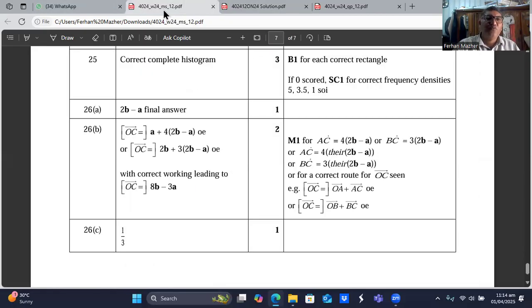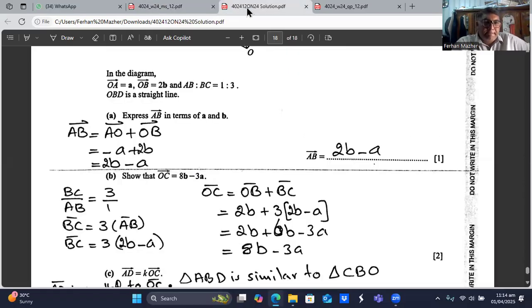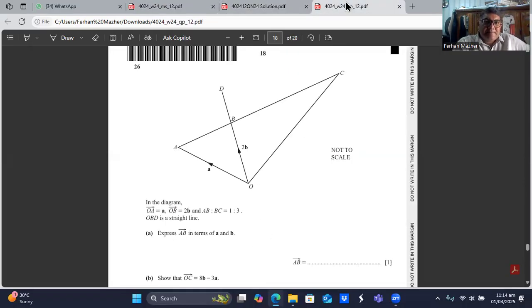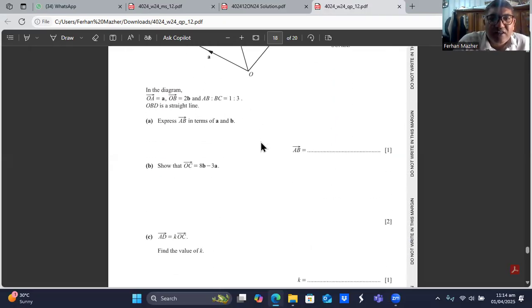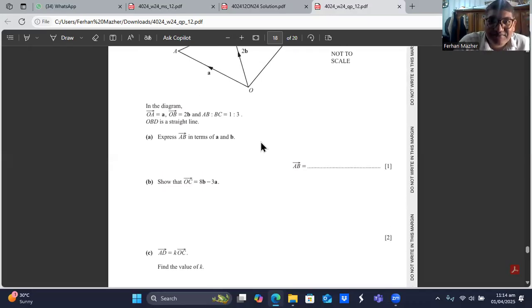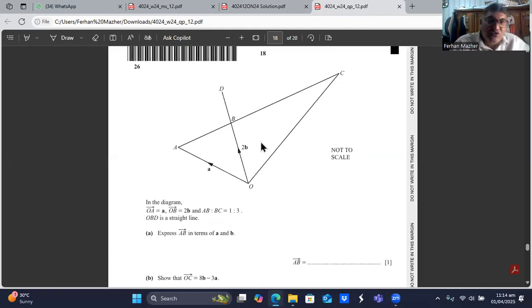The answer is 2b minus a, which is the right answer, sir. Then he says, show that OC is 8b minus 3a. We have to show that. Okay. So if you want to go from O to C, there can be 2 things. From O, go to A, from A, go to C. Or you can go from O to B and from B to C.